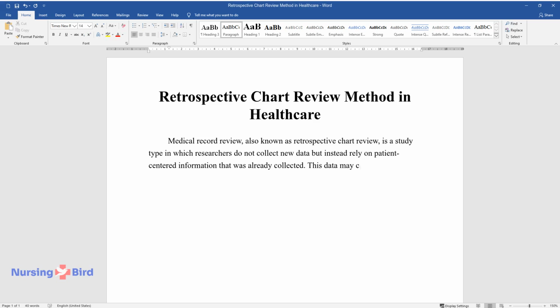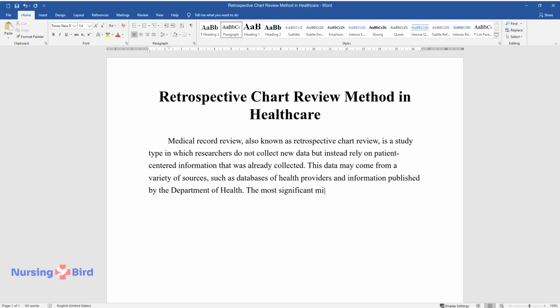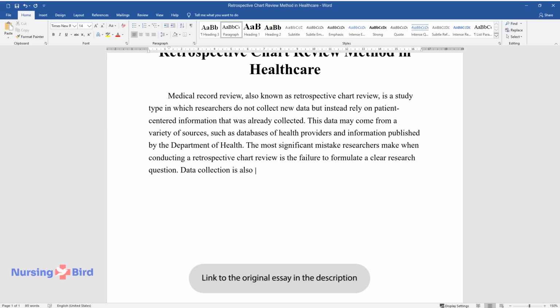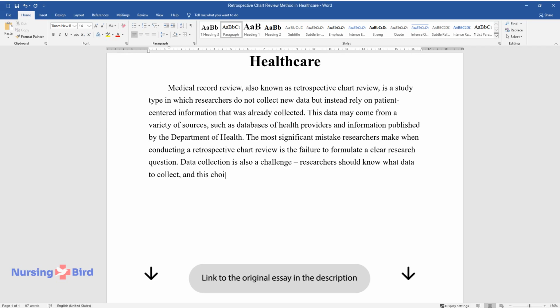This data may come from a variety of sources, such as databases of health providers and information published by the Department of Health. The most significant mistake researchers make when conducting a retrospective chart review is the failure to formulate a clear research question. Data collection is also a challenge. Researchers should know what data to collect, and this choice is determined by what variables are measured in the study.